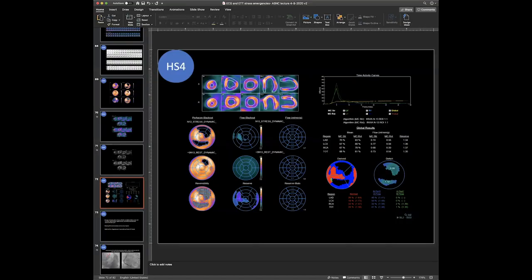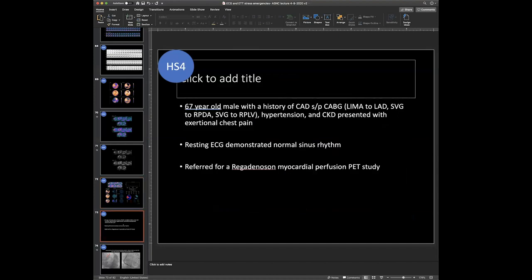CFR, and I'm gonna show you that here just to be complete. And this is what we got in terms of CFR. And you can see that the peak flows are reduced. The reserve is also low, and those tend to involve the segments that we mentioned.